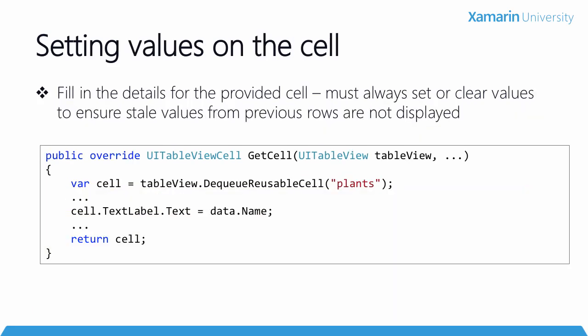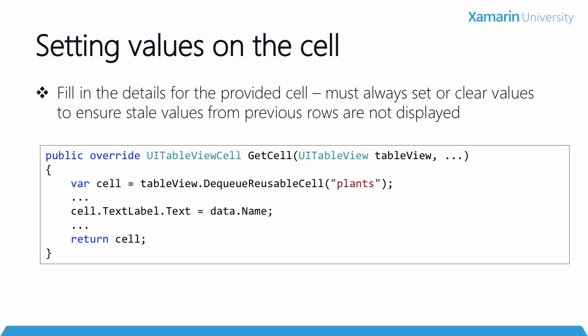Next, we fill in all the details of the cell. You have to always set all of the subviews, including clearing subview values if they're not used, because this cell may have been used in the past to represent a previous row, in which case it's still going to have those old values present in all of the subviews. That's going to be very confusing as you scroll through the cells if you don't clear those values and reset them to the proper values based upon the current row of data that we're displaying.